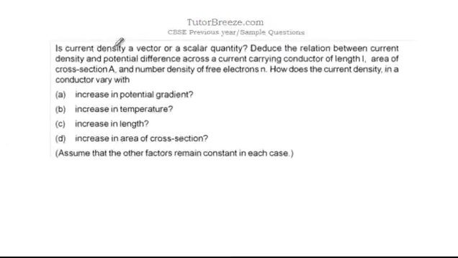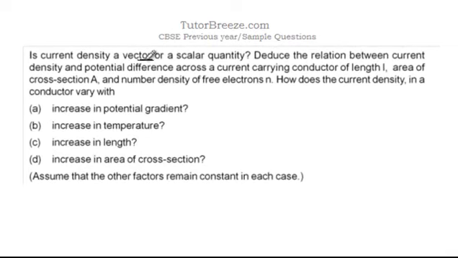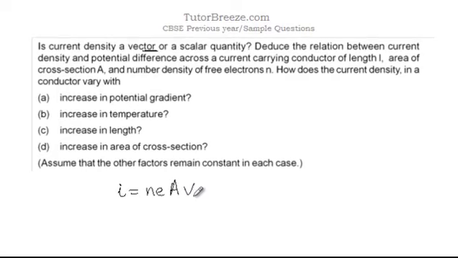Current density J is a vector quantity. We can write the current as I equals n e A times v, the drift velocity. This expression can be derived, and the current density J is equal to I over A, which is equal to n e times the drift velocity.